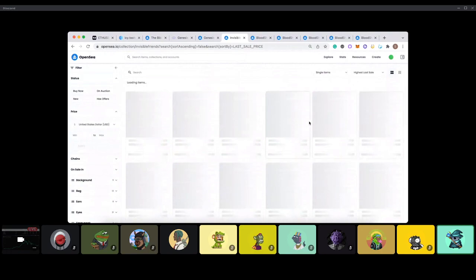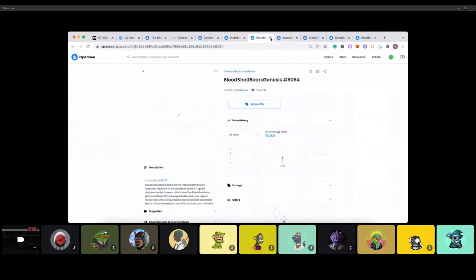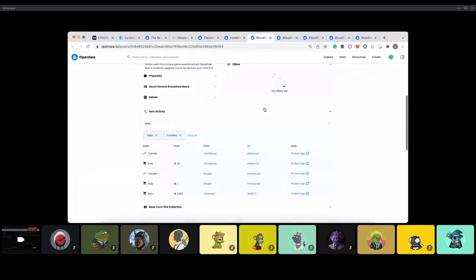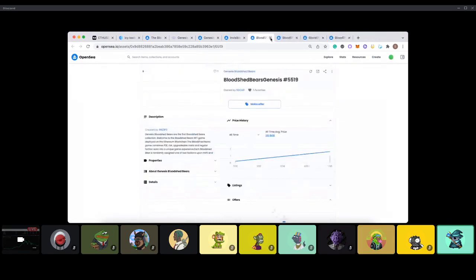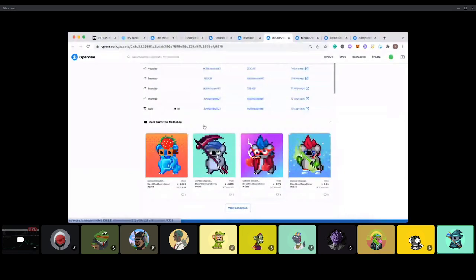Go to highest last sale. Again, this is a good example. This guy sniped at the floor for 0.29. You see, he's on February 23rd at 11 a.m. Sold it the same day at 4 p.m., 6 hours later, for a 4x. This is a nice play, and you can see all these plays.